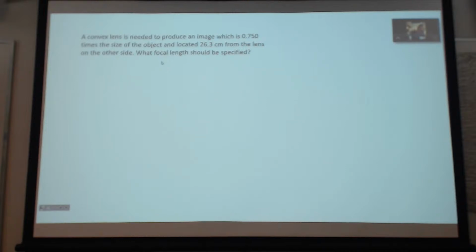Well, things to keep in mind. What kind of lens is it? It's the convex one, so it disperses. The focal point is behind the lens. In the image, which is smaller than the object, and the image is located. Okay.